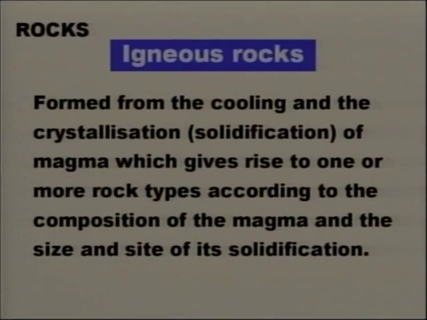We start off with the first grouping of rocks, igneous. Igneous meaning fire or born of fire. A definition to the first grouping now that we are going to start off with: they are simply rocks which have been formed from the cooling and the crystallization or the solidification of magma, which then gives rise to one or more rock types according to the composition of the magma and the size, and also according to the site of its solidification.